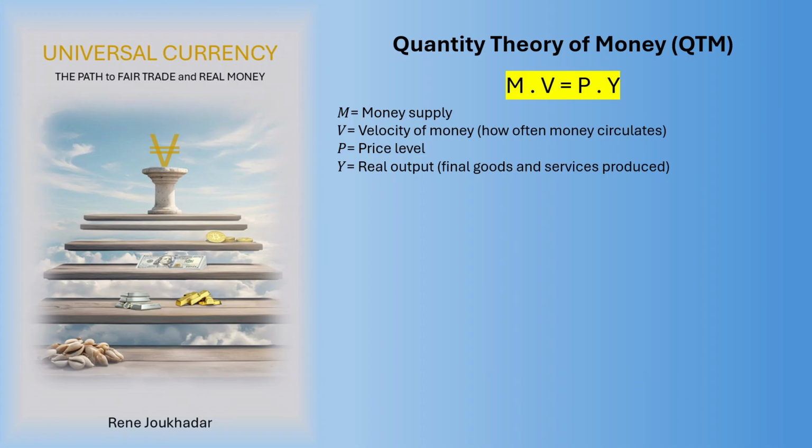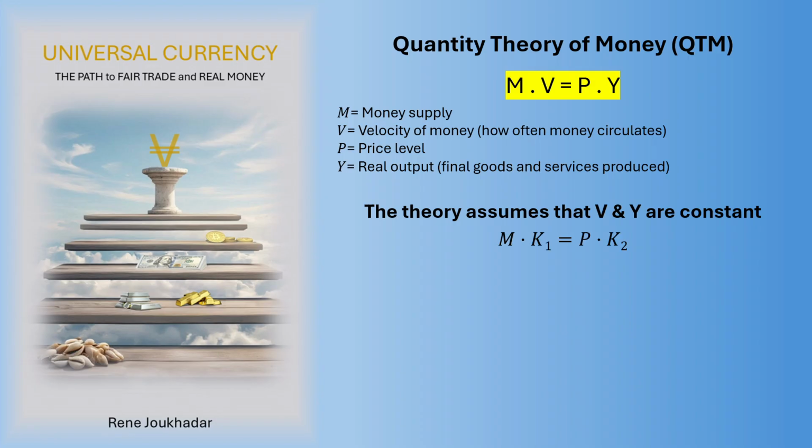What would the quantity theory of money predict would happen if our currency creation model is applied? QTM can be represented by the equation MV equals PY, where M is the money supply, V is the velocity of money, or how often money circulates or changes hands. To distinguish this from our unit of currency, V was double struck through. P is the price level, and Y is the real output, which is the final goods and services produced in the economy. QTM assumes that V and Y are constant. So here we just replaced the V with K1 and Y with K2 to signify that they are constants.